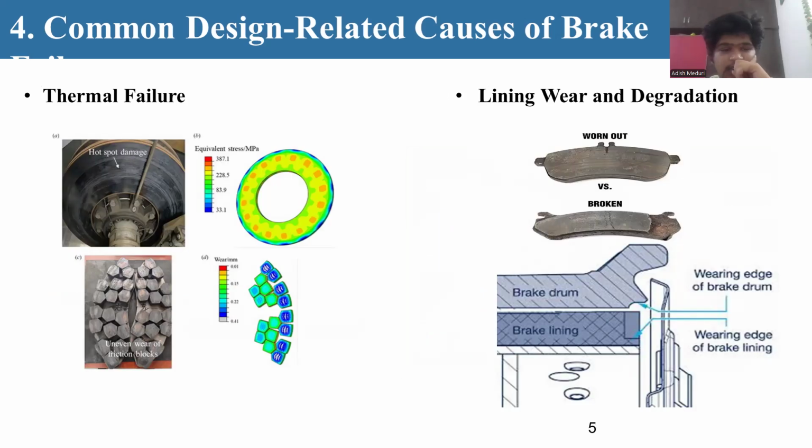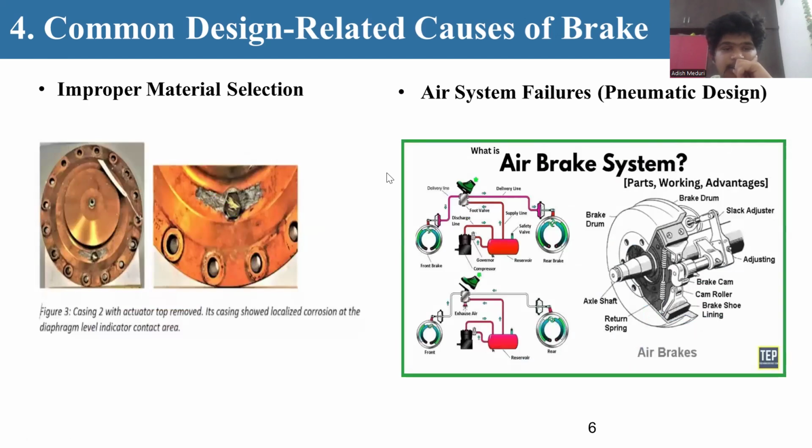So thermal failure. In thermal failure, you can see the disc brake dissipates more heat than it can handle, which is a thermal failure. In lining wear and degradation, you can see that the brake pads are wearing out and the metallic structure is degrading. In improper material selection, you can see the casing tube with actuator top removed; its casing showed localized corrosion at the diaphragm level indicator area. So with the wrong material selection, there can be rusting or corrosion taking place.